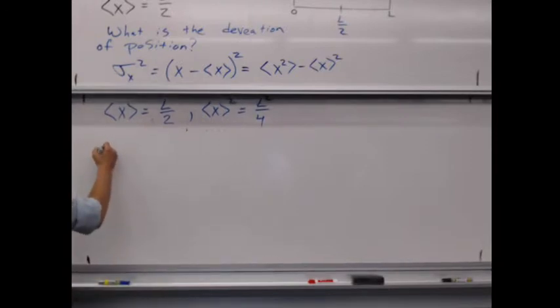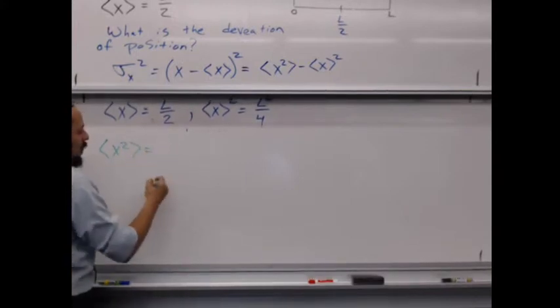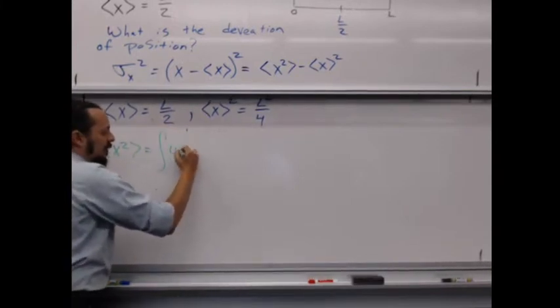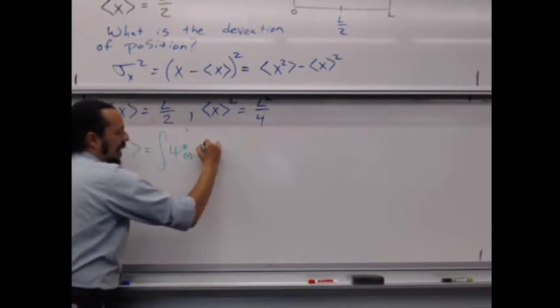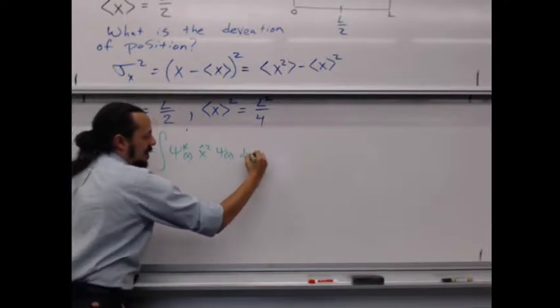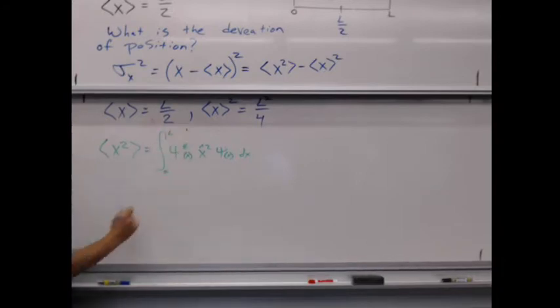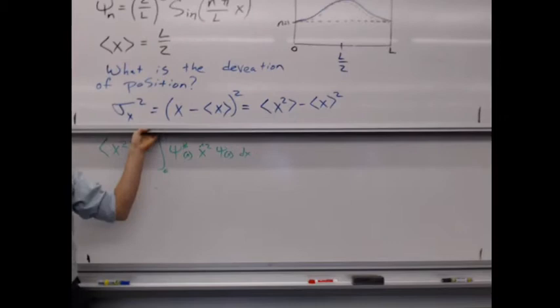To get the average value of x squared, we have to do essentially the integral of psi star x hat squared psi dx from 0 to L. We actually have to do a different integral. We have to calculate this other value that's going to give us this idea of how much the position is spread from that average. Now, theoretically, we don't need to do this.